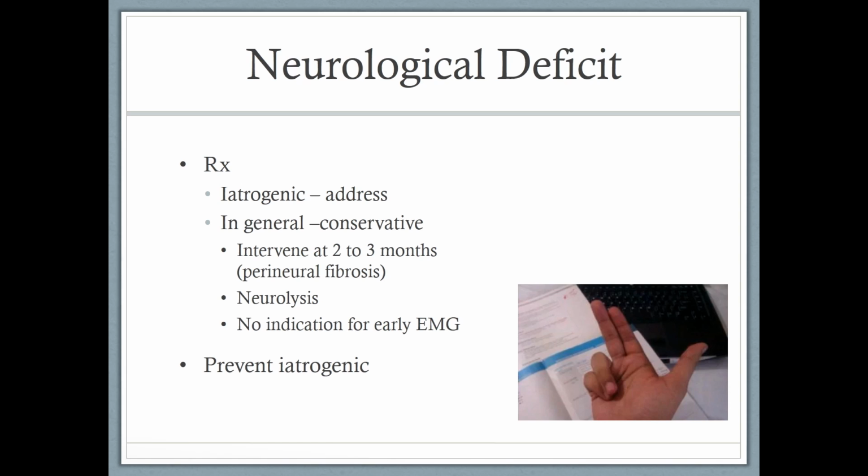The treatment, iatrogenic, pull out that wire. In general, the treatment of nerve injuries in a supracondylar fracture is going to be conservative. And we usually intervene at 2 to 3 months, in particular addressing the perineural fibrosis, which is often the root cause, in which case the patient would need neurolysis, and we do not see the necessity at an early stage for EMGs.